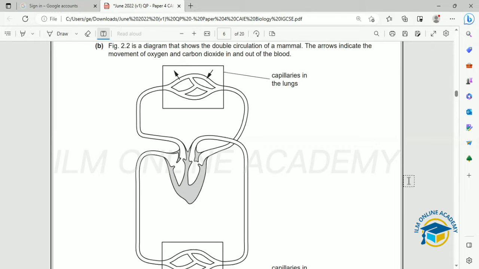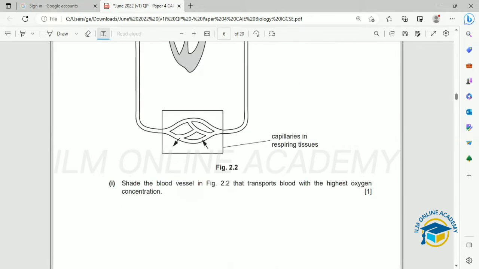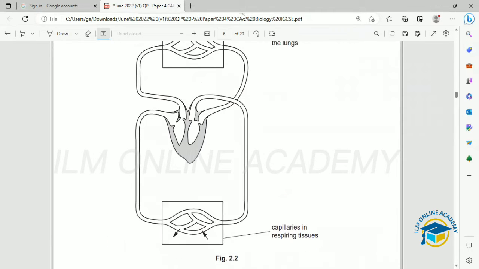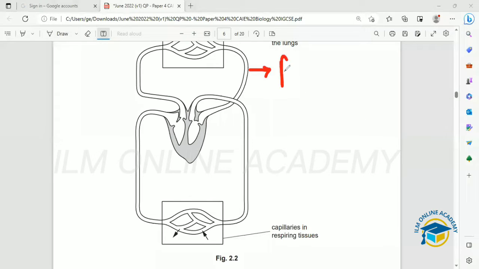So now, let's see the first question. It's shade the blood vessel that transports blood with the highest oxygen concentration. So that is pulmonary vein. You just need to shade that. And pulmonary vein is this one. Okay, this is pulmonary vein. So just shade this one.